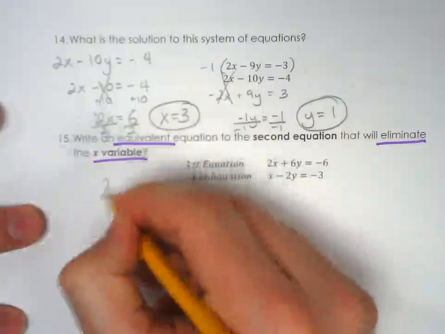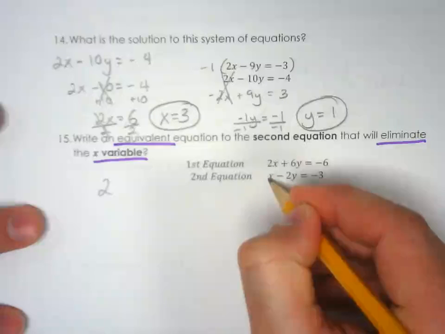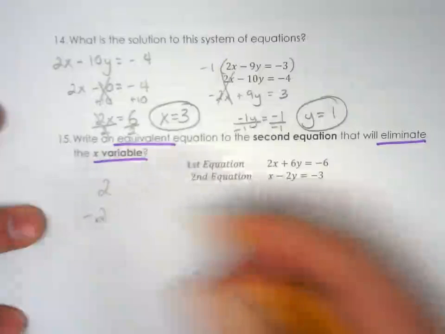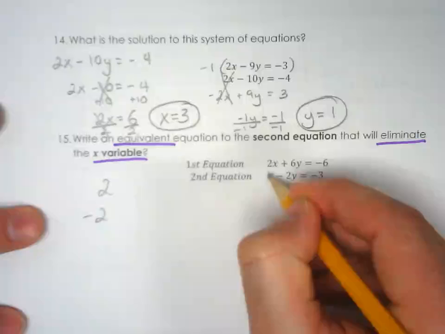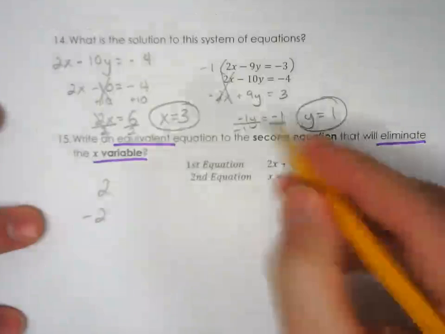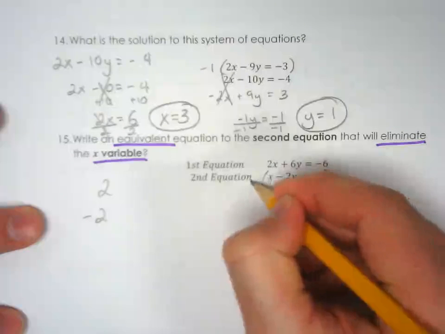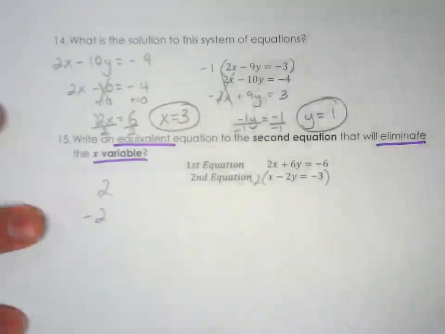So if I have a 2 right here, what do I need this to be? It needs to be the opposite. It needs to turn into a negative 2. How can I turn this 1 into a negative 2? Well, I would just multiply by negative 2. Multiply by negative 2. And what's that going to give me?